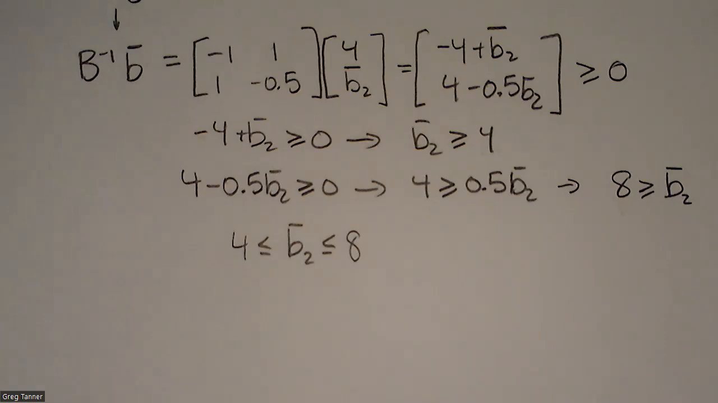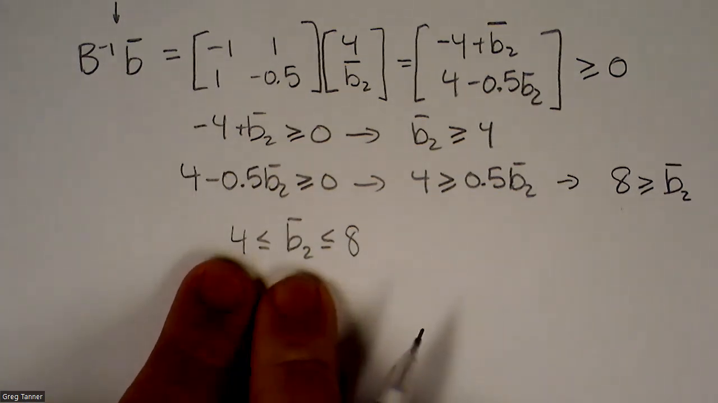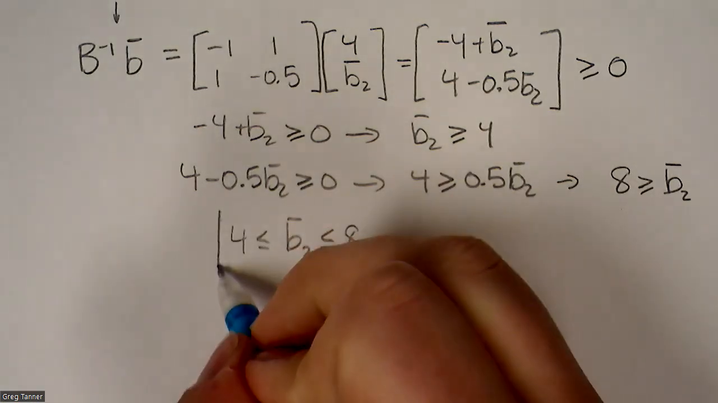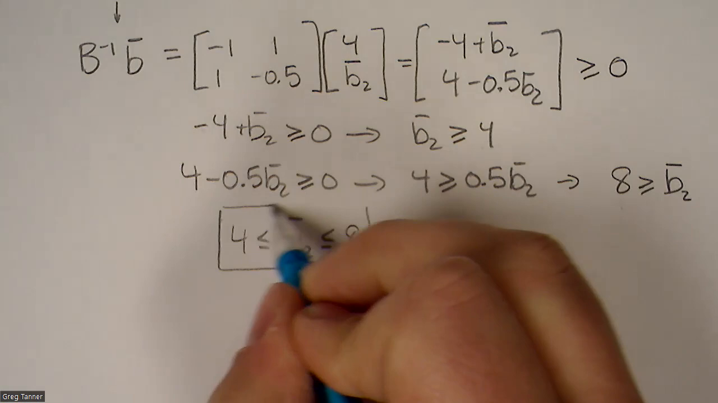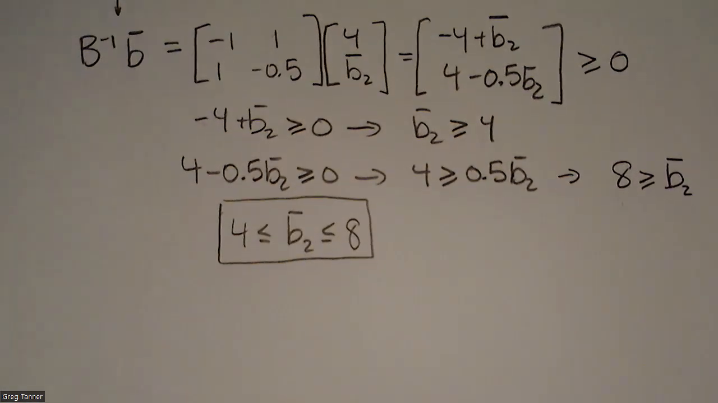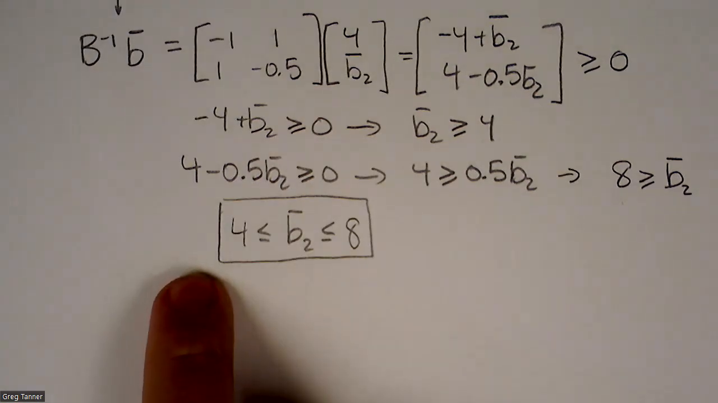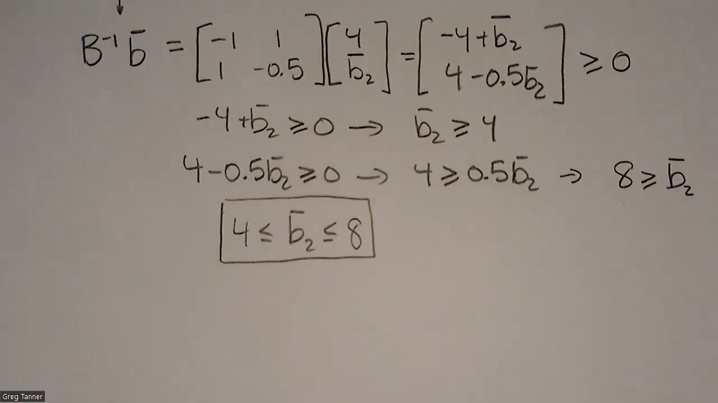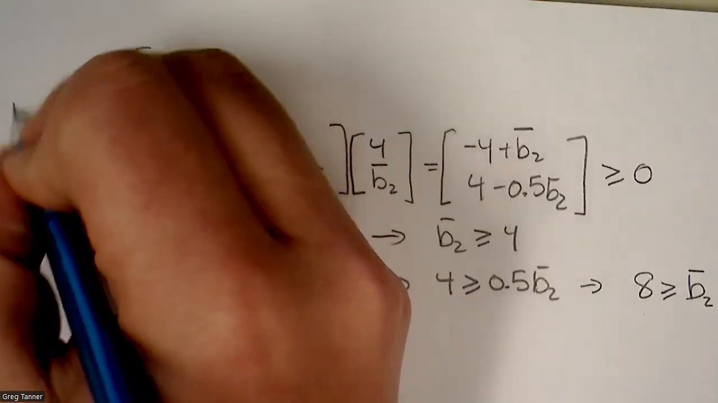Okay, and remember the current value is 6. It's in that range. That's a nice check to do: your current value should be within the range that will keep the current basis. So that is the values that B2, that second constraint right-hand side, can take and still have the same basis. Now, if B2 goes smaller than 4, then we'll switch to a different basis. If B2 goes bigger than 8, we'll switch to a different basis. Okay, and so that's part B.